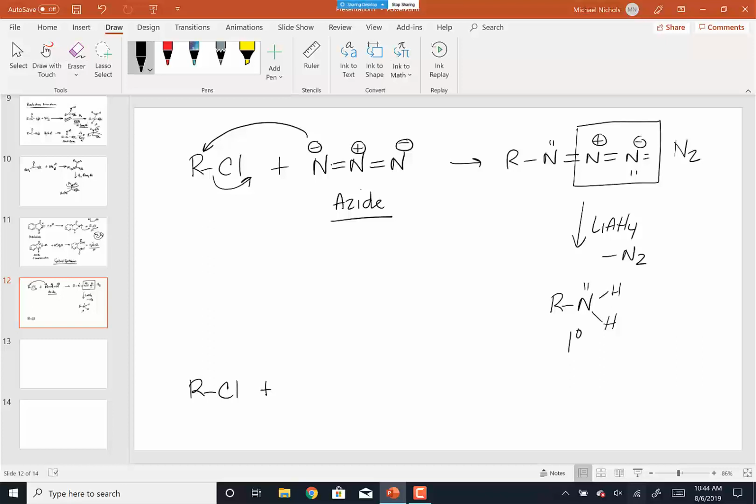Start with an alkyl halide and add cyanide to it. Cyanide, C triple bond N. Cyanide comes in, reacts with the carbon, kicks off the chlorine. It's just another SN2 reaction, but now I have a C triple bond N. I would now like to convert this to a primary amine, so I'm going to add lithium aluminum hydride to that.